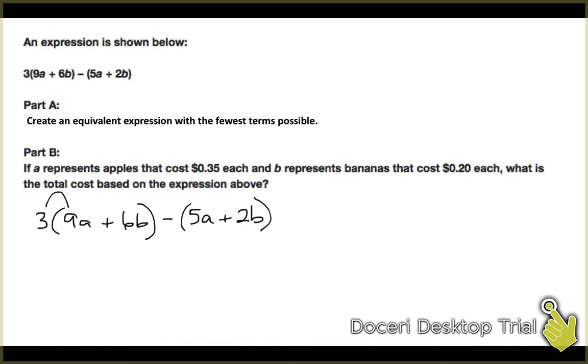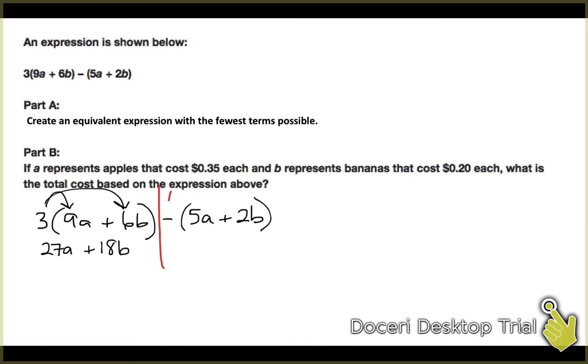I need to distribute what's outside the parentheses by what's inside of the parentheses. And remember, there's a wall behind the parentheses. So we have 3 times 9a, which gives me 27a. And then we have 3 times 6b. 3 times 6 gives me 18b. I can't distribute it any further because that's where the wall is. So I'm going to stop there. And now I have to distribute the next part of it.